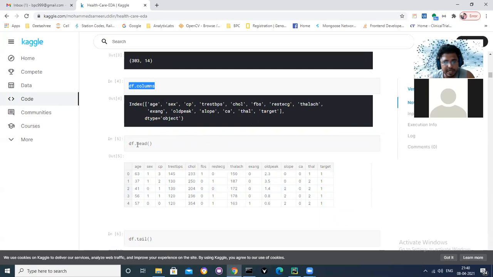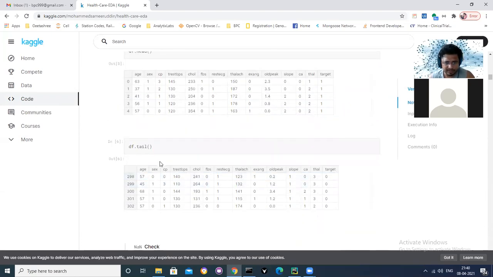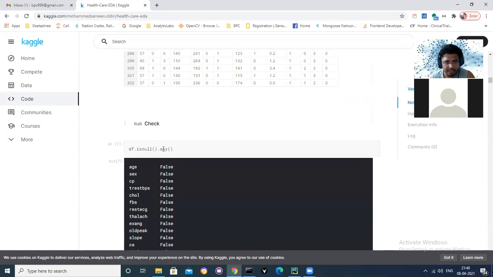But if I'm doing coding, I'm doing dot head, the return of this one is a table. Now parsing the table is more difficult. So I will not use dot head when I am doing coding. I'll do dot head when I am doing Jupyter notebooks, where I have to do this for display purpose. Okay. So similarly, there is a dot tail. Okay. Then nan check.